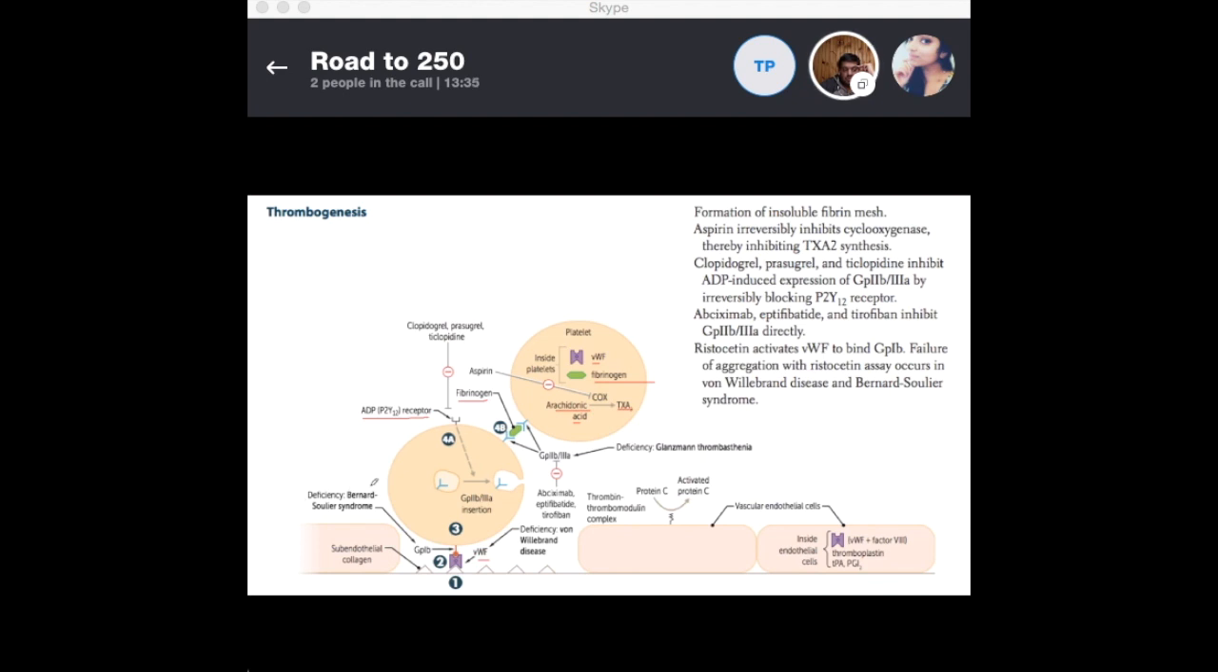Now, you'll see in certain spots here, there's a deficiency of this receptor, or a deficiency of von Willebrand's factor. They'll lead to certain diseases, which we'll talk about in the next few slides. So this is just an overview slide of everything. We are going to talk about these drugs later, but they're here. So this is basically an overview slide.